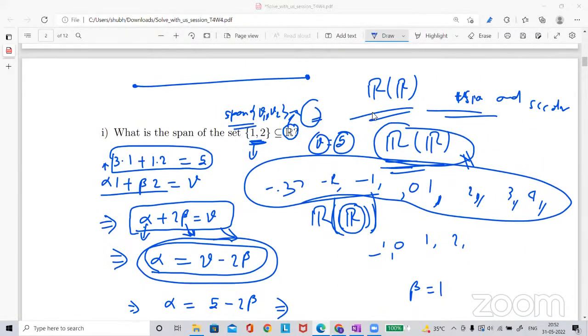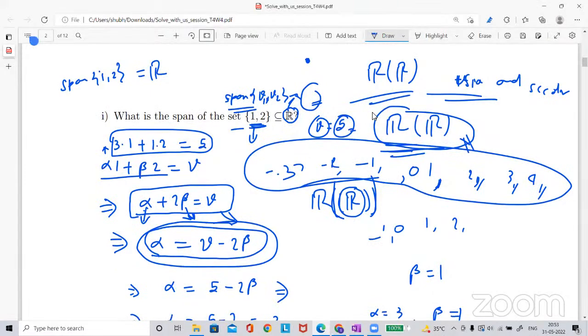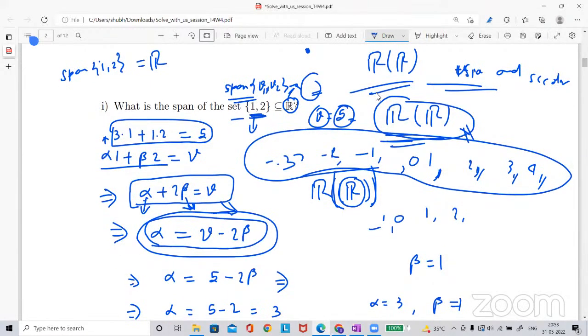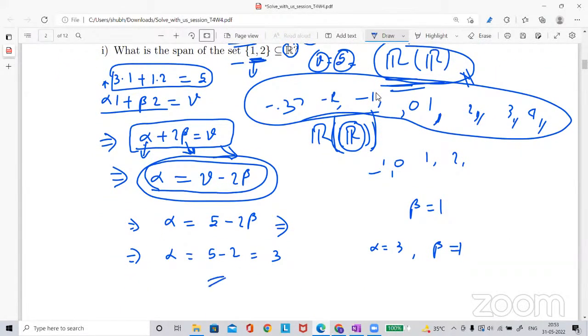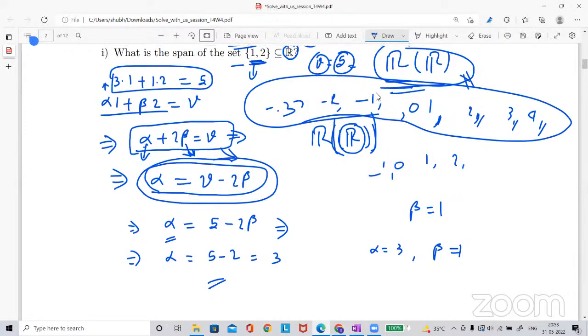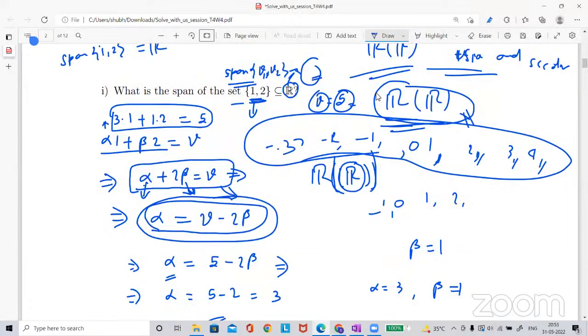For this one, actually, the span of this is R. Because you can see that I took a general vector. For example, I took 5. Similarly, you can give any value to V, and you can get that O. You are able to find the alpha and beta, which means this system has infinitely many solutions. Means you are able to find the values of alpha and beta. It means in such case, the span of this is R.